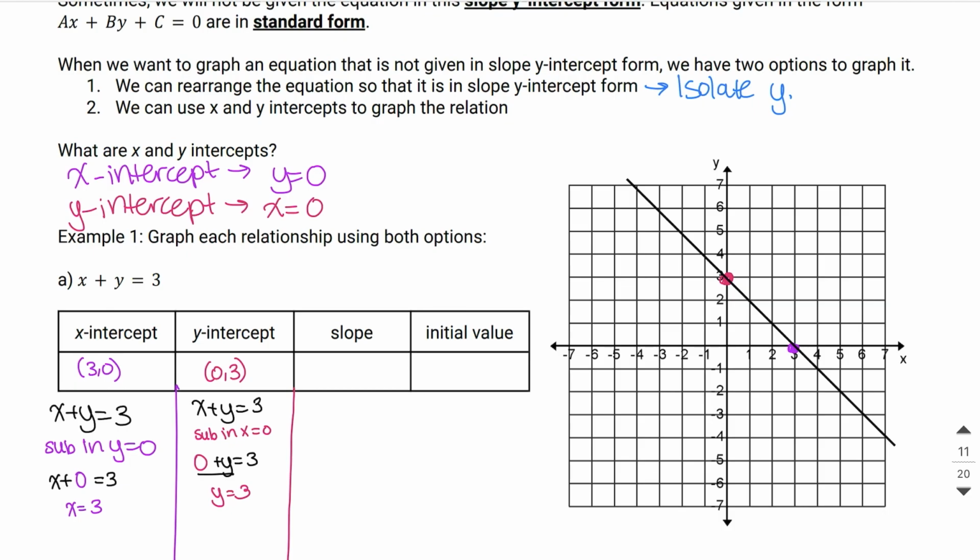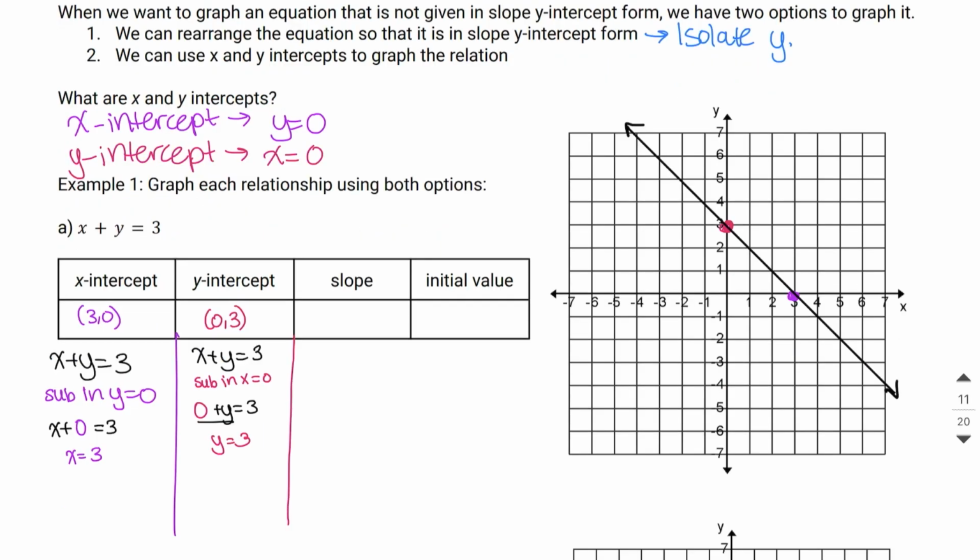And make sure that that line goes all the way through your graph paper. And also don't forget to write the equation on the line. So x plus y equals 3. But I also have the option to, that was option number 2 right here that we just did.